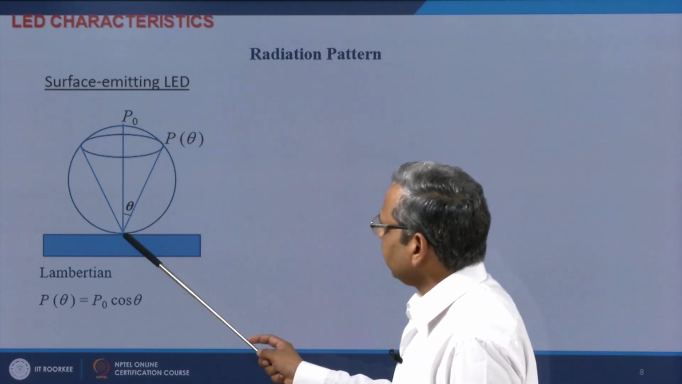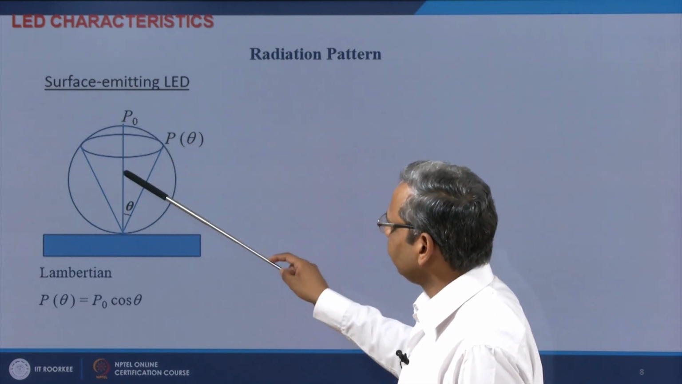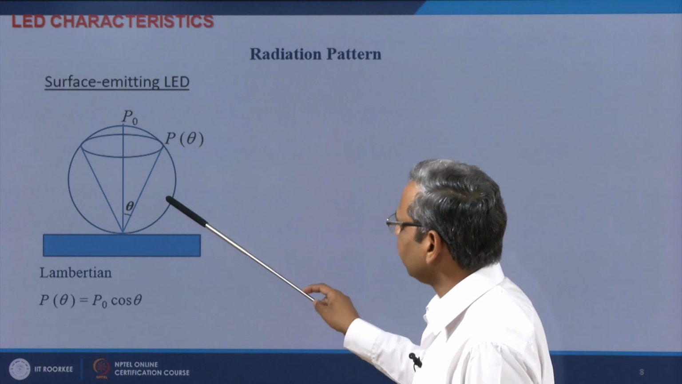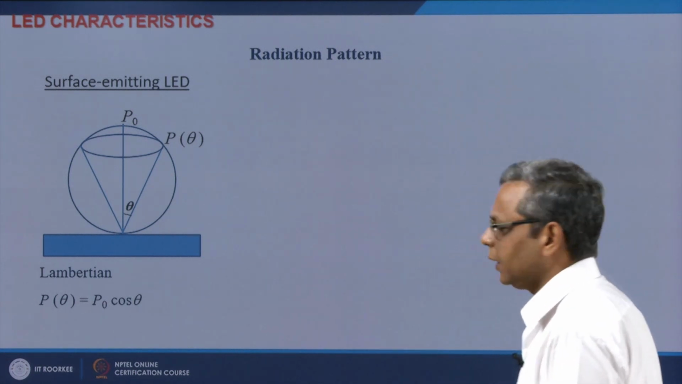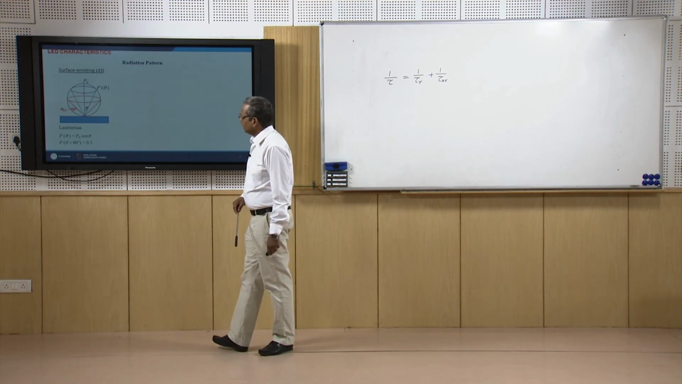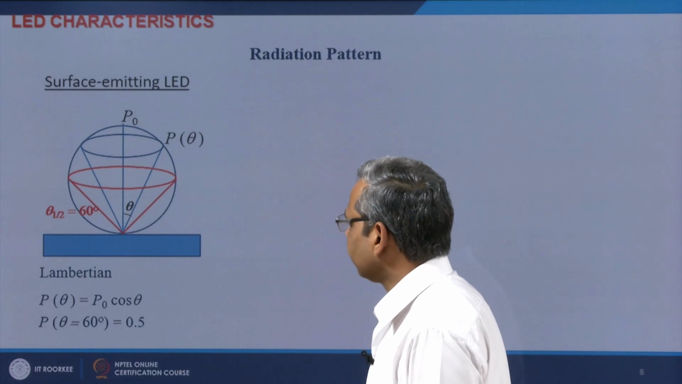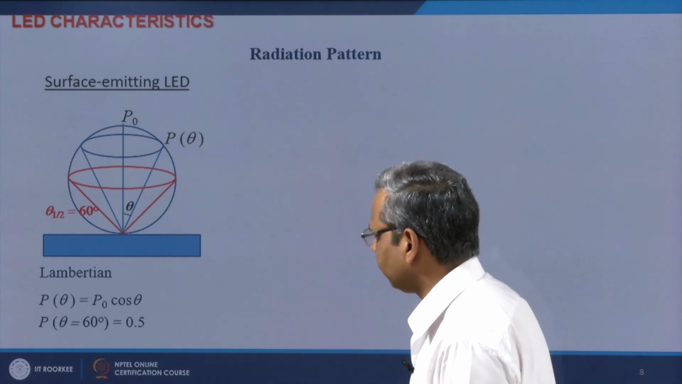So in this direction, you have maximum power at theta equal to 0, and if you go away from this direction, then power decreases. And I can see from here that at theta equal to 60 degrees, the power will become half.